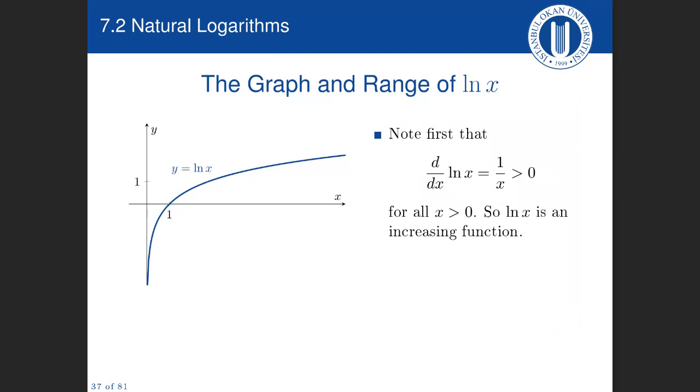Let's talk about the graph and the range of ln x. I've shown the graph earlier when I was giving the definition in terms of area under the graph of 1 over x. The graph of y is equal to ln x looks like this. What can we say about this? Well, the first thing is, because the derivative of ln x is 1 divided by x, and if x is positive, 1 divided by x must be positive. So ln x must be an increasing function.